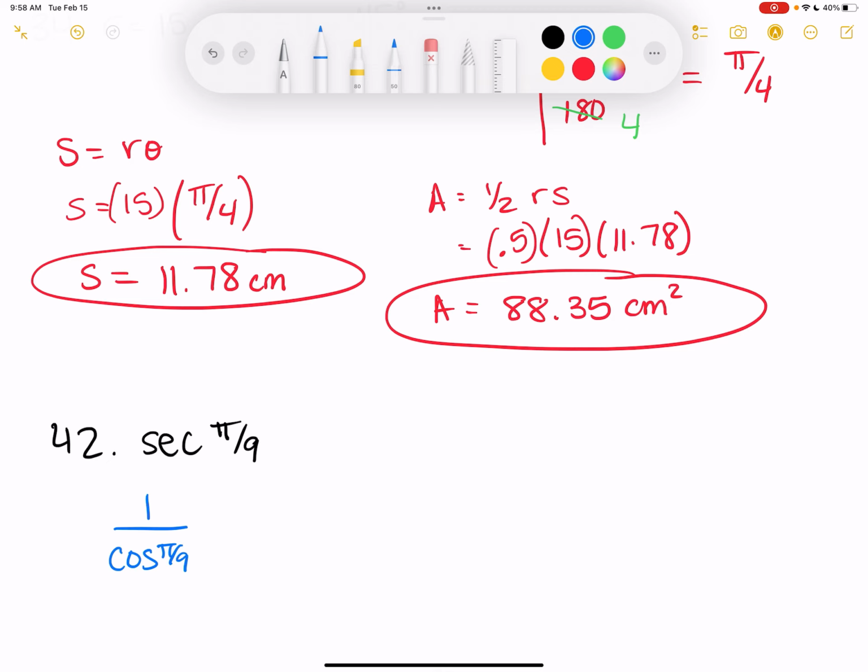Now, on your calculator, I don't even know where mine is, to be 100% honest with you. Oh, I see it. You need to go on your calculator and verify. I think we did this last week, but you need to verify that your calculator is in radian mode.